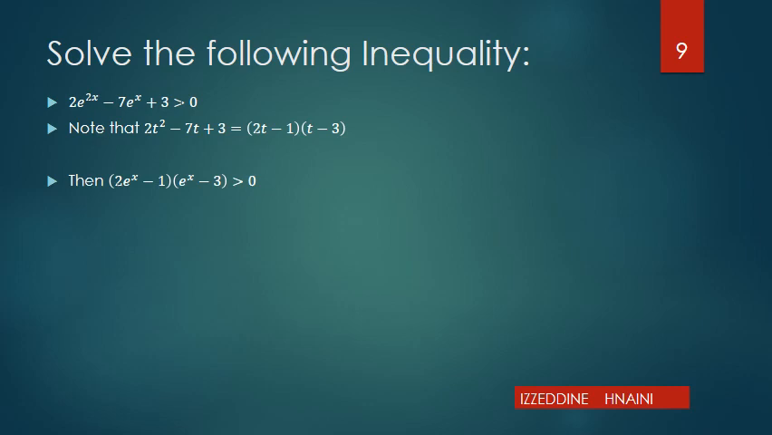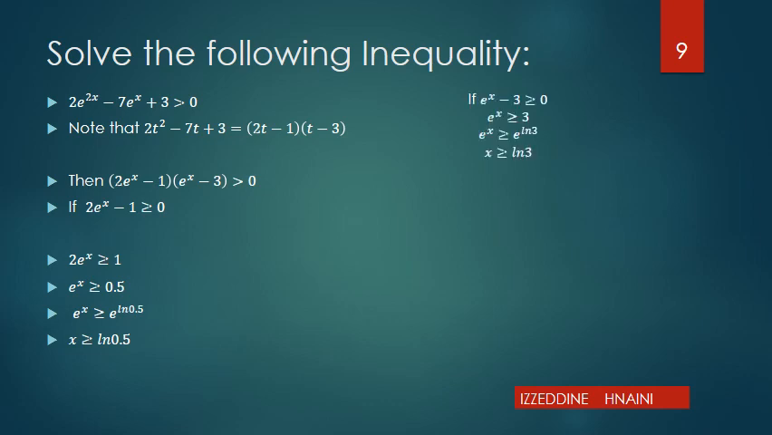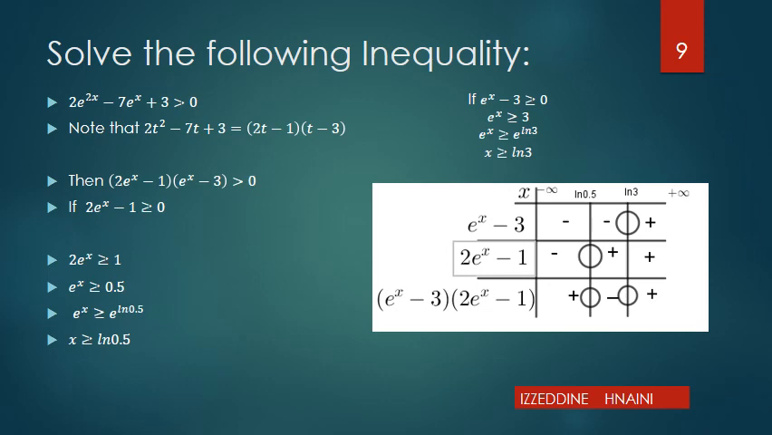Now we study the sign of each factor. First, if 2eˣ minus 1 is greater than or equal to 0, as before, we get that eˣ is greater than or equal to half, that is x is greater than or equal to ln half. Similarly, eˣ minus 3 is greater than or equal to 0 gives x greater than or equal to ln 3. We set the sign table, we multiply the signs, we want the function 2e^(2x) minus 7eˣ plus 3 to be positive, then the solution is between minus infinity and ln half, and ln 3 and plus infinity.